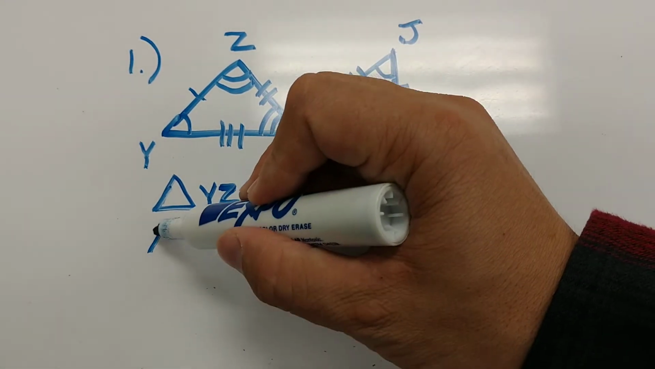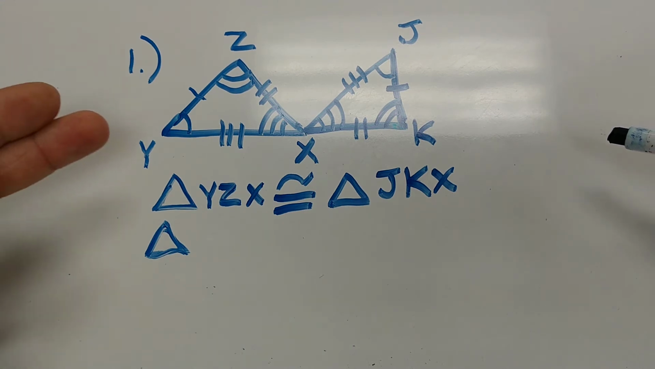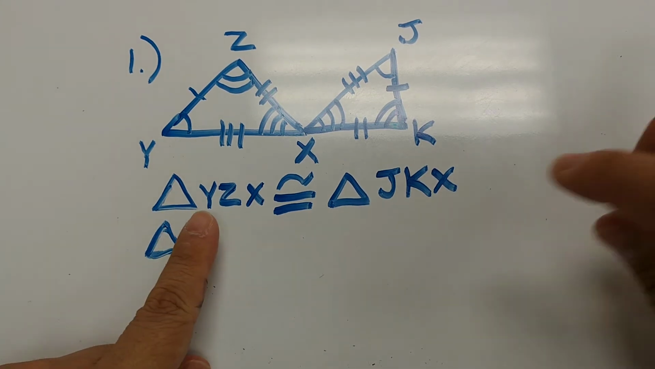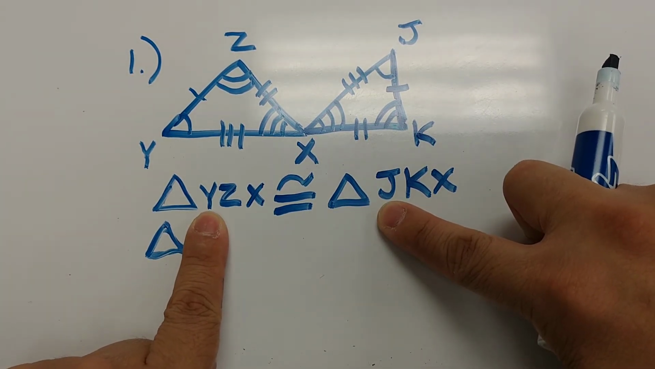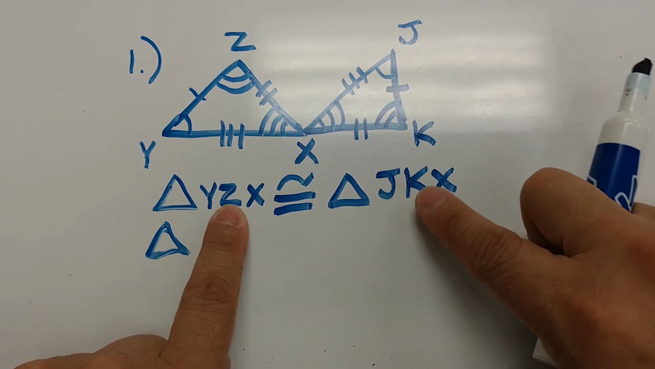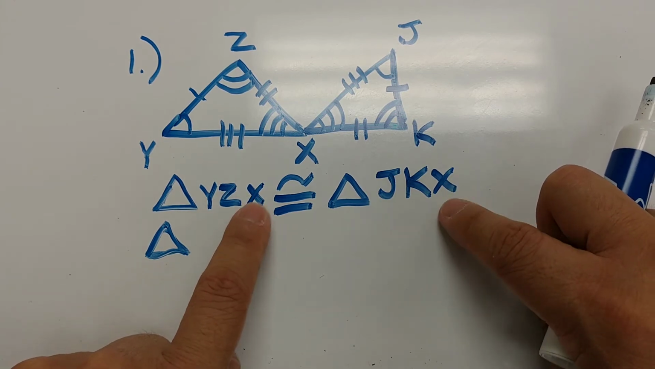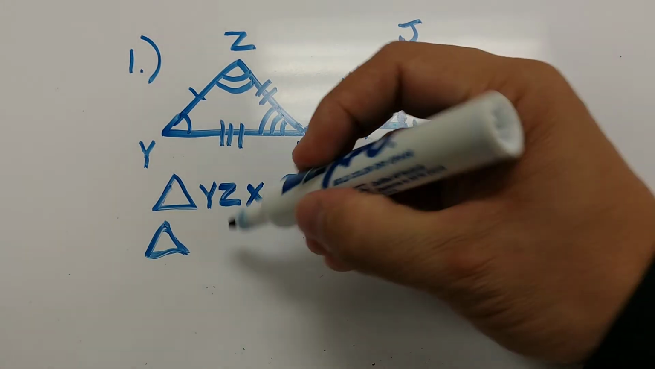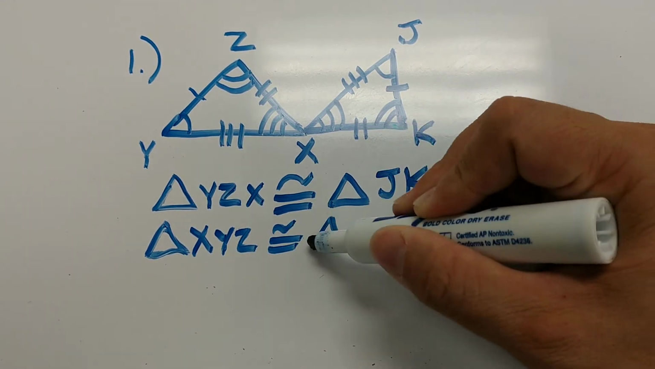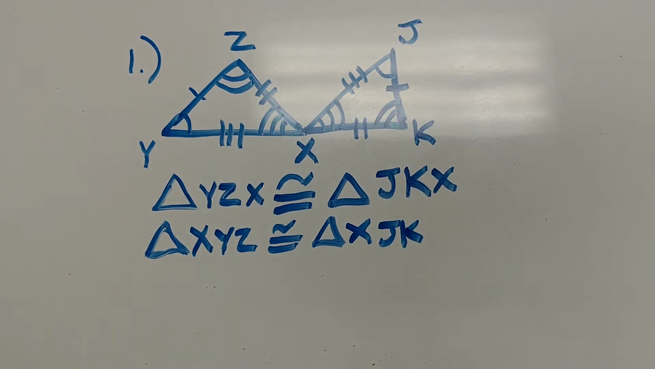Now, we're going to start rotating the letters, switching them, so we can get two other different answers. Order is not important here. What's important is the letters have to match. So Y always has to match with J. Z has to match with K in terms of the order in which the letter comes out. And then X has to match with X. So to get the second answer, I'm going to move the last X to the front. So it'll be triangle XYZ is congruent to triangle XJK. So that will be my second answer.